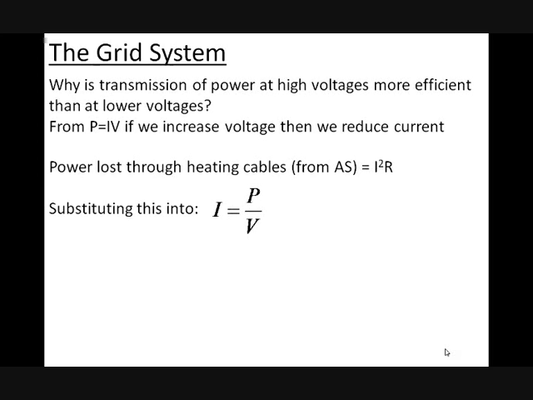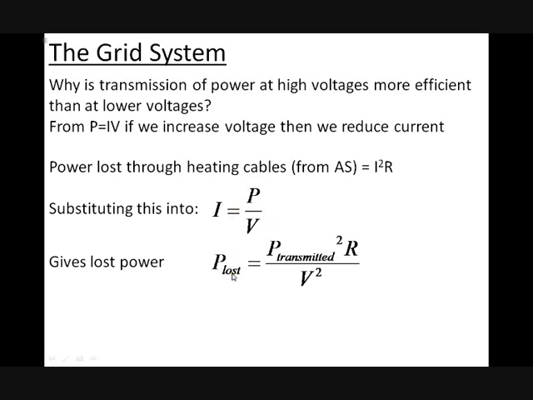We need to consider the equation P equals IV. If we increase the voltage, then we reduce the current, we know. But we need to involve now our AS equation, that the power loss through heating cables is equal to I squared R. So P equals I squared R, and I'm going to insert I equals P over V and square it. So we end up with the total power lost equal to the power transmitted squared, because we've squared it in the formula, over V squared, because that's the other part being squared, multiplied by R. So I've inserted into this I squared, I've inserted this squared.